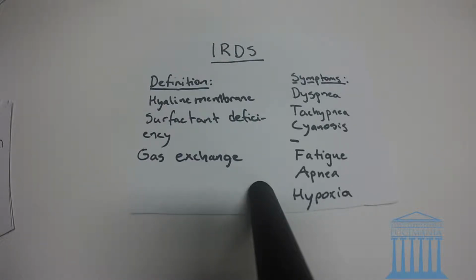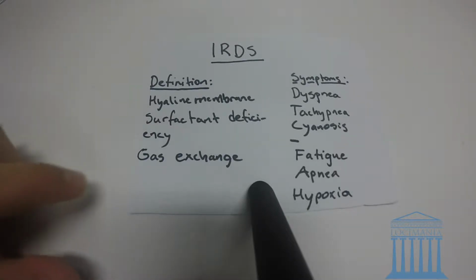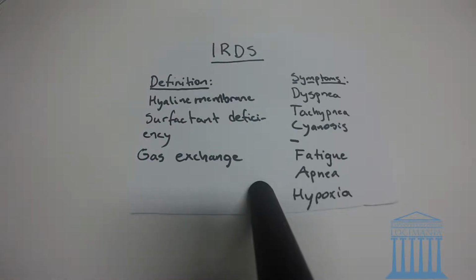Then you have symptoms in the infant, which are dyspnea, tachypnea, and cyanosis. In more severe cases, you can see fatigue, apnea, and hypoxia. And hypoxia is less oxygen in the tissues of the body, and this is all because of the gas exchange, which is impaired. So remember this one, the gas exchange is very impaired in IRDS.